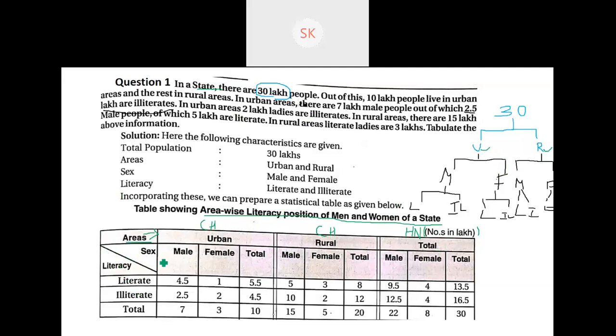Then we are dividing this one cell into two parts, where the sub column headings are given based on the gender or sex here. That is male, female, total. Again, that is for urban: urban male, urban female, total. Rural male, rural female, total. And total of everything: total of male, total of female, and total of the total.